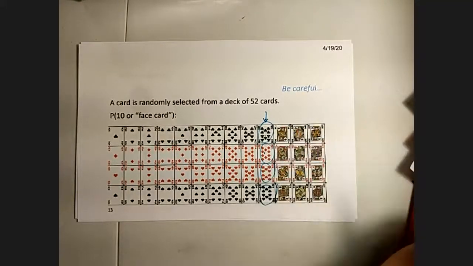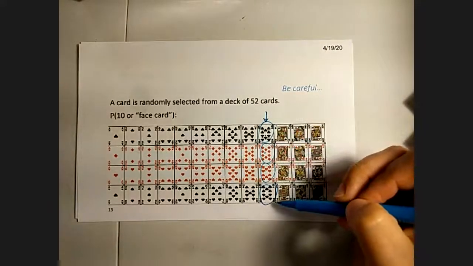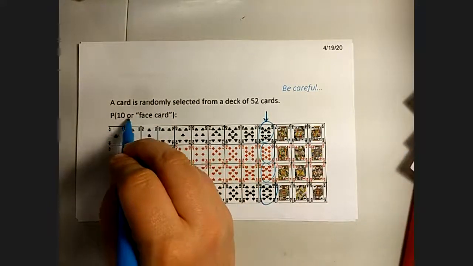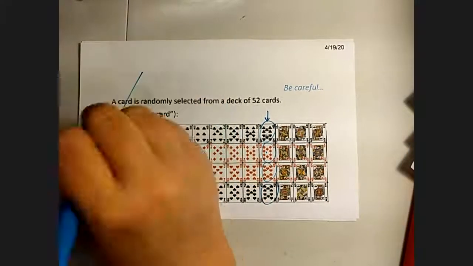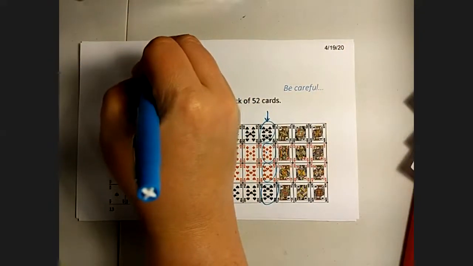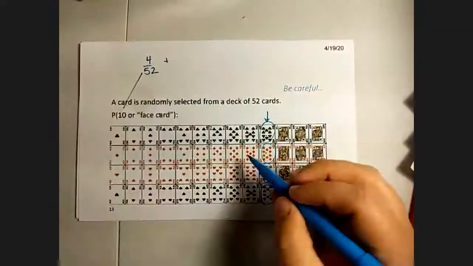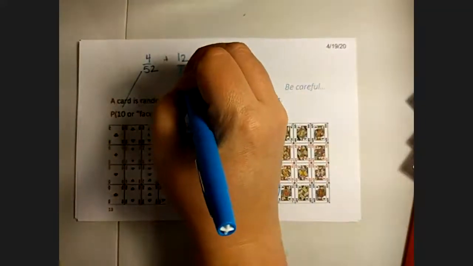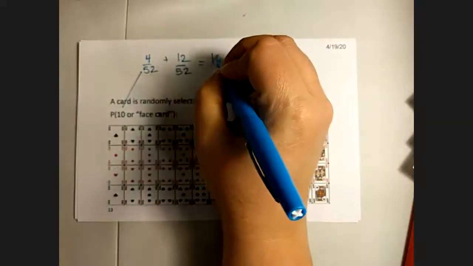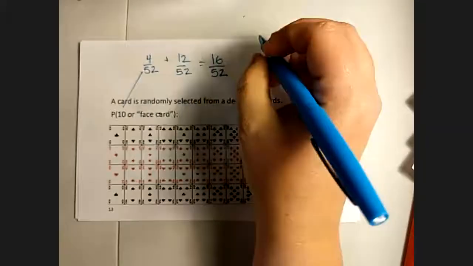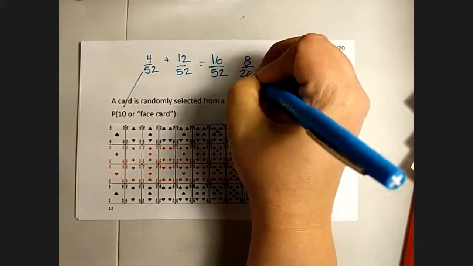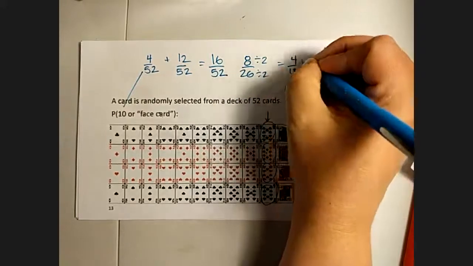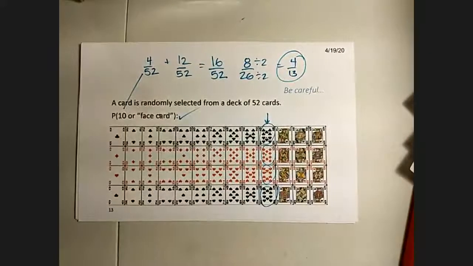Okay, do any of those have a face on them? No. So that means these are totally separate events. Okay, the probability that it's a 10 is 4 out of 52. And the probability that it's a face card is 1, 2, 3, 4, 5, 6, 7, 8, 9, 10, 11, 12 out of 52. That means we have 16 out of 52, or 8 out of 26, divided by 2 again, or 4 out of 13 chance of being successful here.